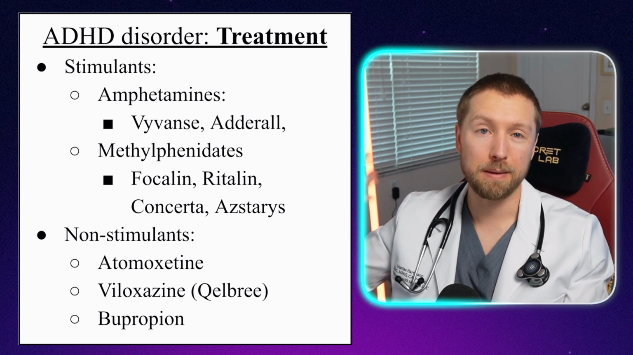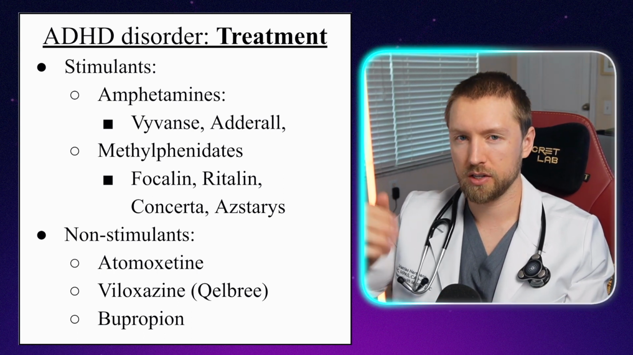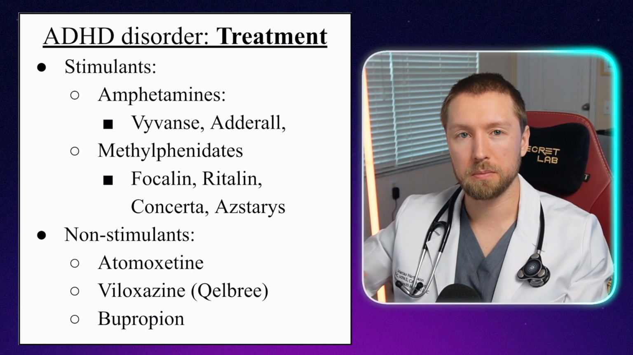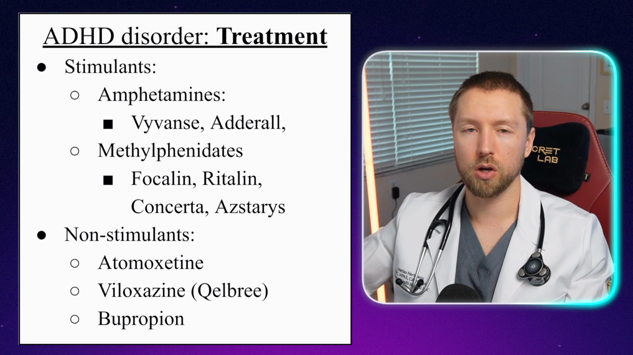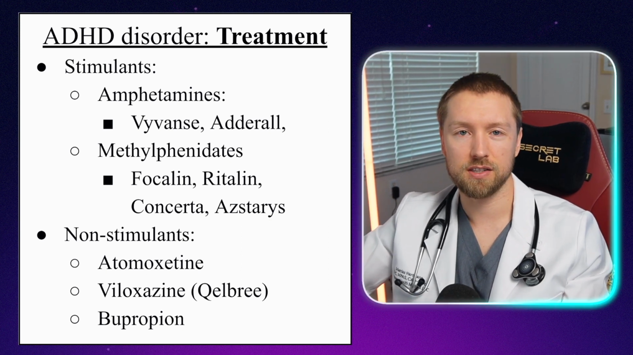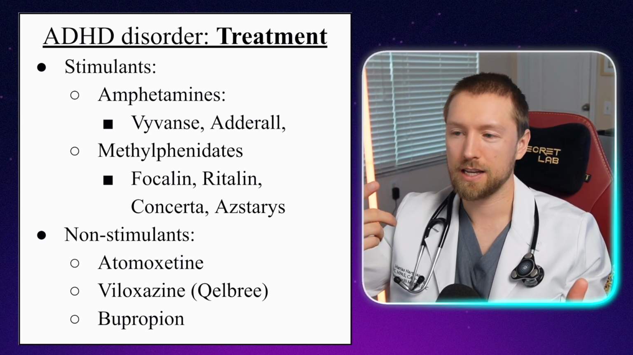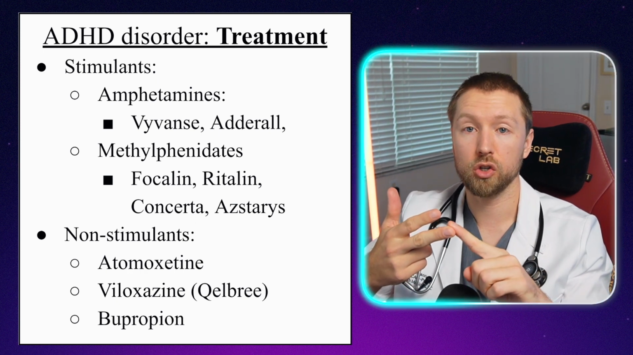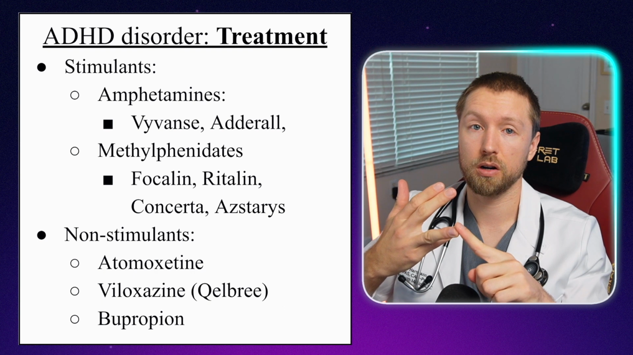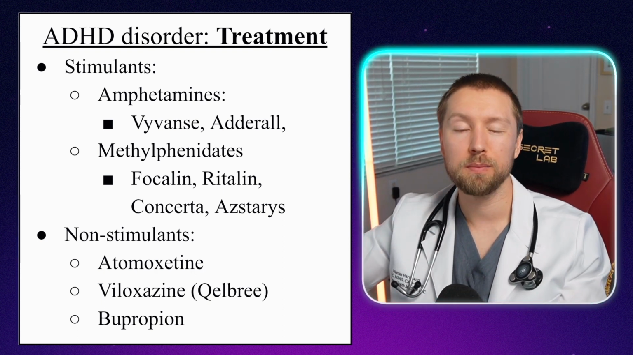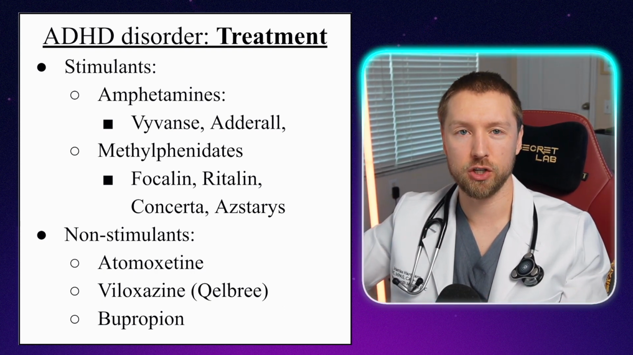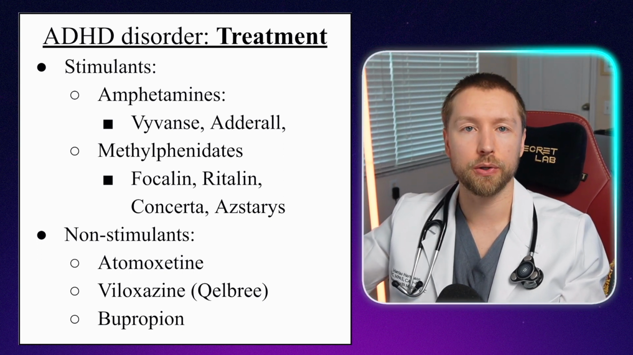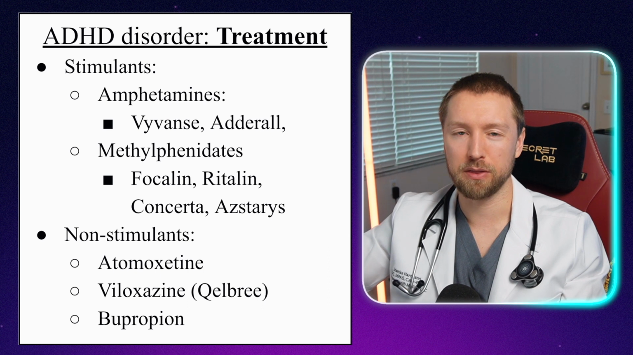Well, when we remember back to the etiology, how does this happen? ADHD is caused by decreased norepinephrine and dopamine in the prefrontal cortex. So most of these medications are going to increase either dopamine, norepinephrine, or just norepinephrine, or a little bit of all 3. There are 2 main types of ADHD medications. The first one are stimulants, and those include amphetamines and methylphenidates.